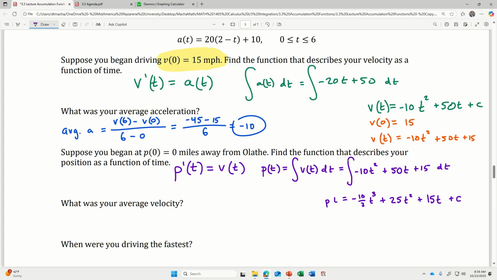The way that I try to figure out what that c is going to be is I'm going to remember that my problem statement told me that we are beginning 0 miles away from Olathe. In other words, p of 0 is 0. So if I plug in t equals 0 for all of these t's, that must mean that c has to be equal to 0 in order to make that work.